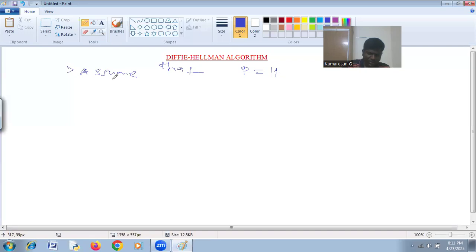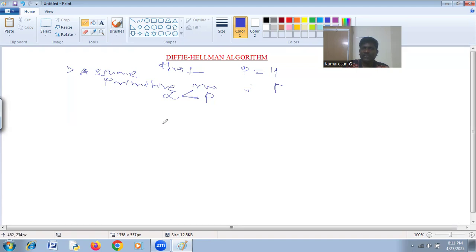Here, assume that alpha is the primitive root. This alpha must be less than p. So first we assume the prime number. When we have assumed the prime number, we need to find the primitive root, and that primitive root value must be less than p.